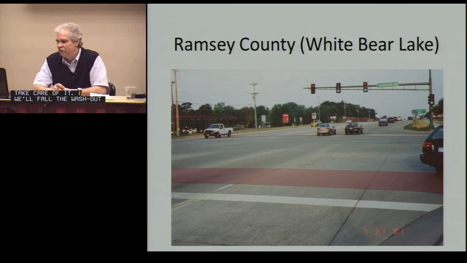This is kind of what we're looking for. This is a picture of Highway 96 in Ramsey County with the colored intersection there, the colored crosswalk. That's what we're going to get into a lot with these specifications: regular concrete and then the colored, and things of this nature.